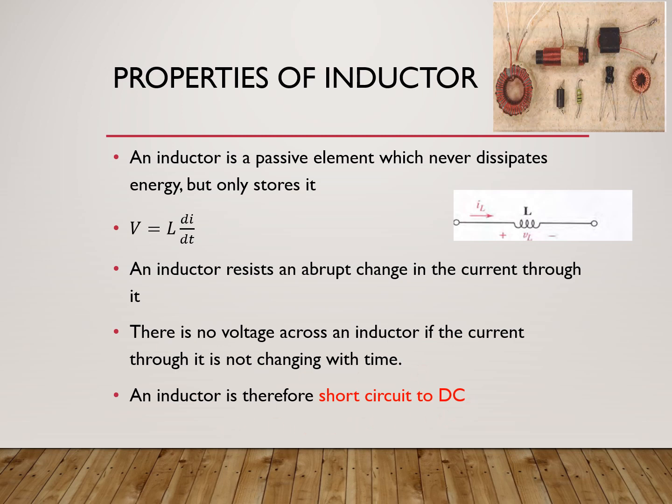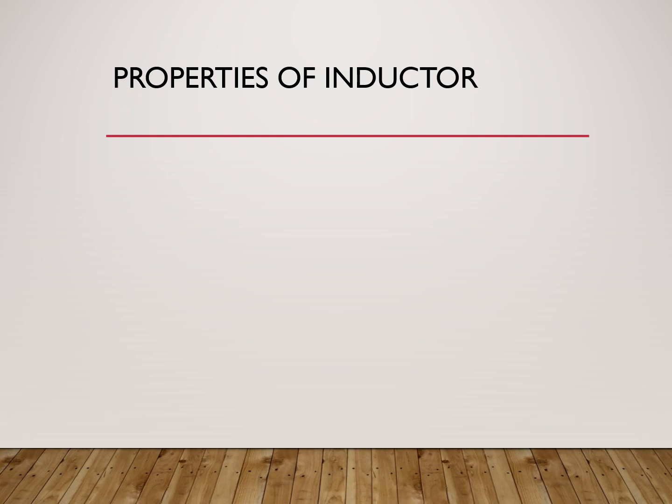So these two things, this is something which we know: the inductor resists an abrupt change in the current through it. Sudden changes in the current are not supported by an inductor. And the second thing is that it becomes like a short circuit to DC or steady state. Observing the equation, V is equal to L into di by dt, we understand that the inductor opposes any abrupt change in current. How do you understand this?